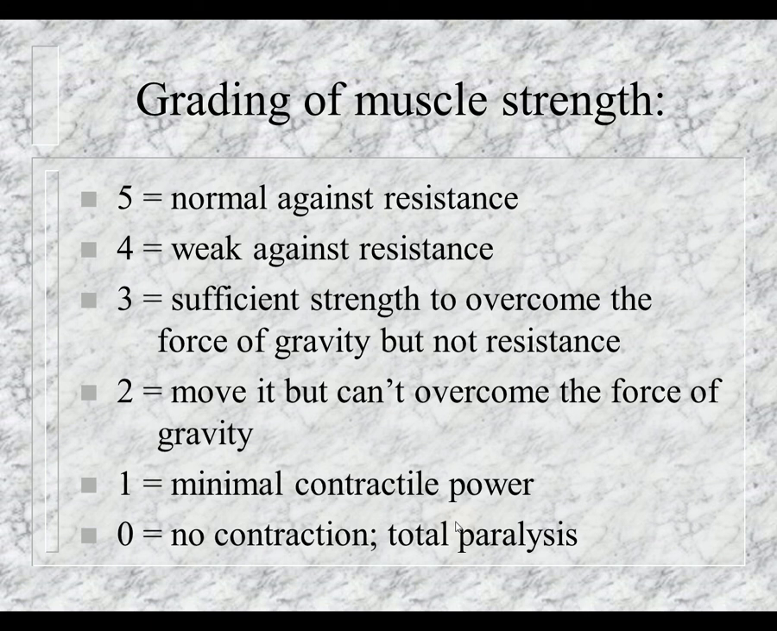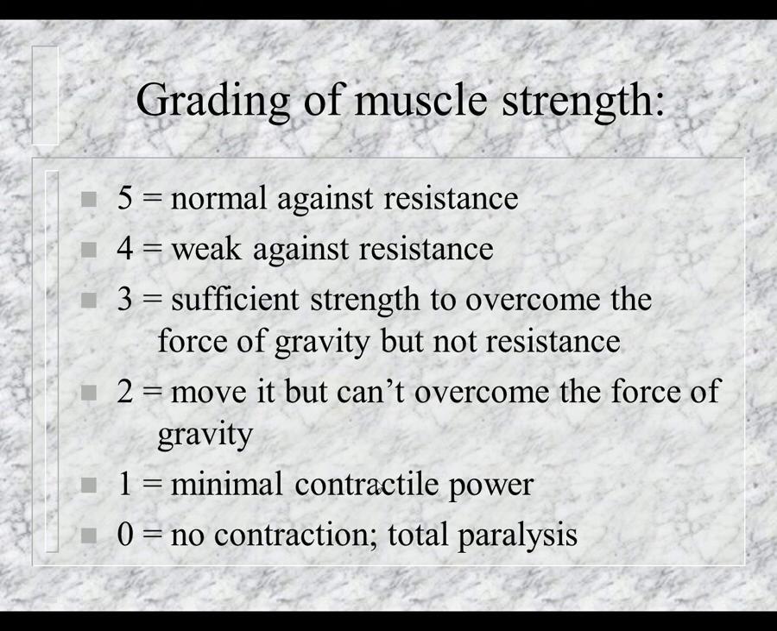So to give you an example of what that means, if we start here looking at 5, full power of contraction, normal against resistance. Let's say we go in and see Mr. Smith, and we ask Mr. Smith to move his arm, and there's no movement. He gets a 0 out of 5. The next time I go in and ask Mr. Smith to move his arm, he can't move it, but I can actually see or feel the biceps twitching as if he's trying. That is a 1, minimal contractile power.